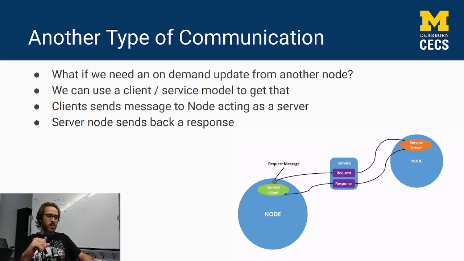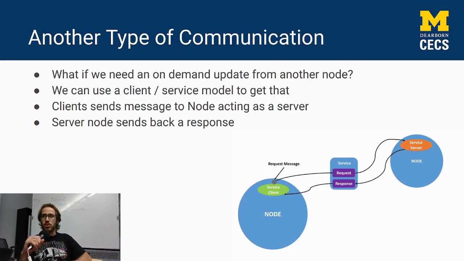So to get around this, we have a type of communication called client and service, where we would have a node that acts as a client and then another node that acts as a server. And what the client node can do is it can send a request message to the server node. The server node will take that request message, do something with the data that's been given, if it does provide data, and then sends back some kind of response message.